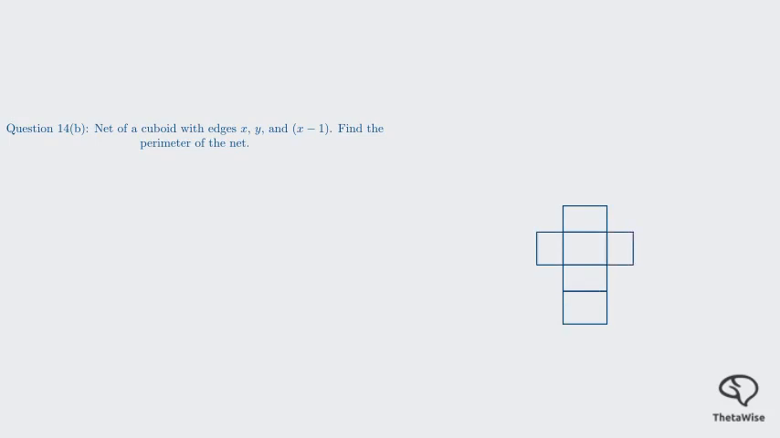Question 14, Part B moves into algebraic geometry, asking for the perimeter of a net in terms of variables. To find the perimeter, we need to sum all the exterior edges of the shape shown in the diagram. Let's count the segments carefully. Looking at the top and bottom flaps, we have 2 horizontal segments of length x. On the sides, we have the vertical segments of length y and the vertical segments of the main body, which are x minus 1. By tracing the entire outer boundary, we find the perimeter consists of 4 segments of length x, 4 segments of length y, and 4 segments of length x minus 1.